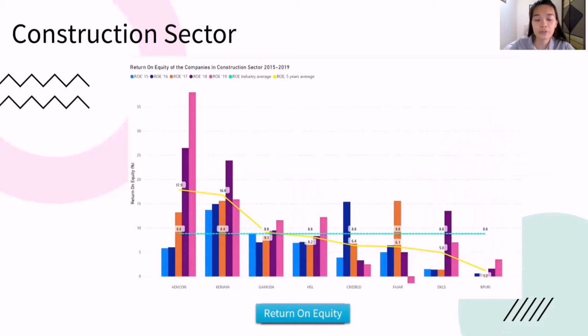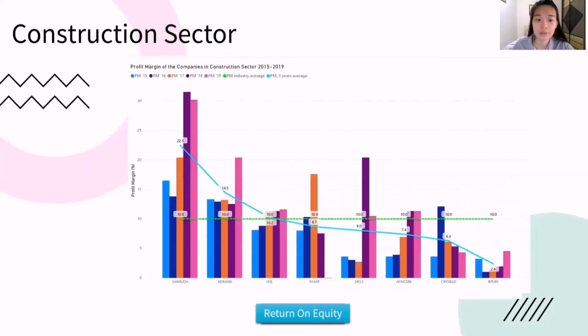For the ratio of return on equity, the industry average in the construction sector is 8.8%. The company Avcon has the highest return on equity among these competitors. And this graph has shown that Gamuda has the highest ratio of profit margin, 22.5%, followed by Kerjaya with 14.5% and HSL company with 10.2% profit margin.